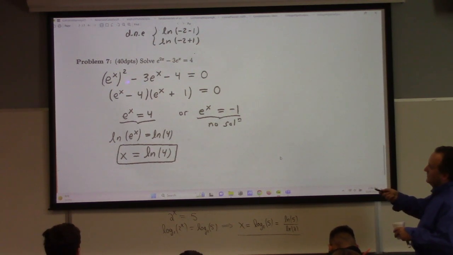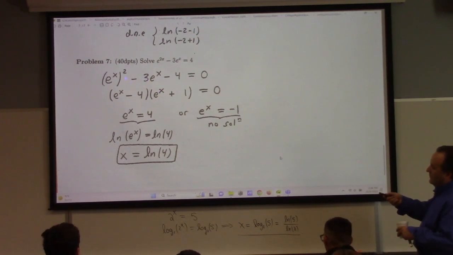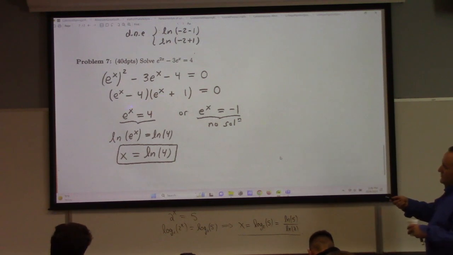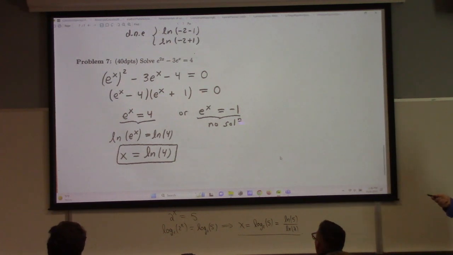All right, e to the 2x minus e to the x minus 4 equals 0. So this one, it says make a substitution. Either you could let y equal e to the x, and you'd have y squared minus 3y minus 4. I just decided to factor directly in terms of e to the x here. See, this is e to the x minus 4 times e to the x plus 1, which either gives me e to the x equals 4 or e to the x equals minus 1.